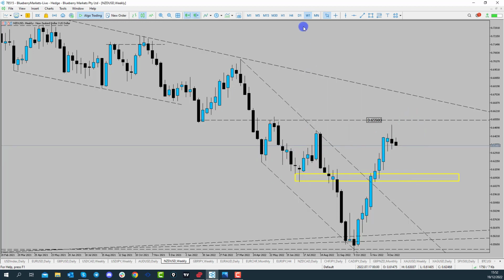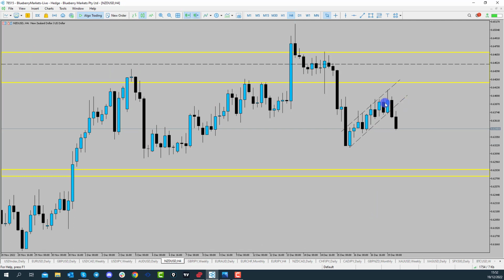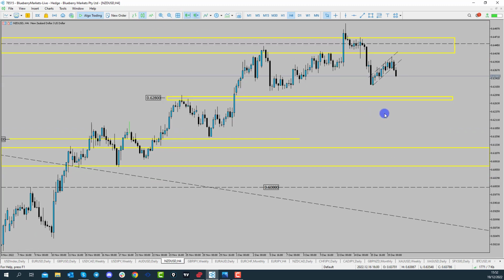So I'm going to leave it there. In the short term, we're looking at this Kiwi dollar breakout here to the downside, looking for a move towards the 0.6280 handle, and let's see how price reacts from that point.